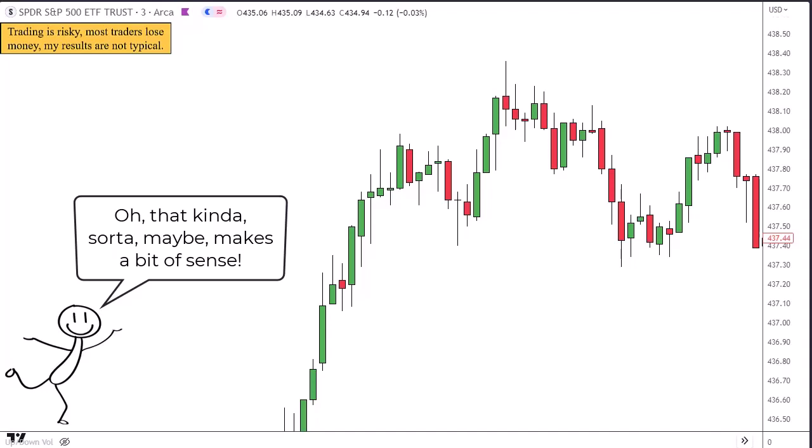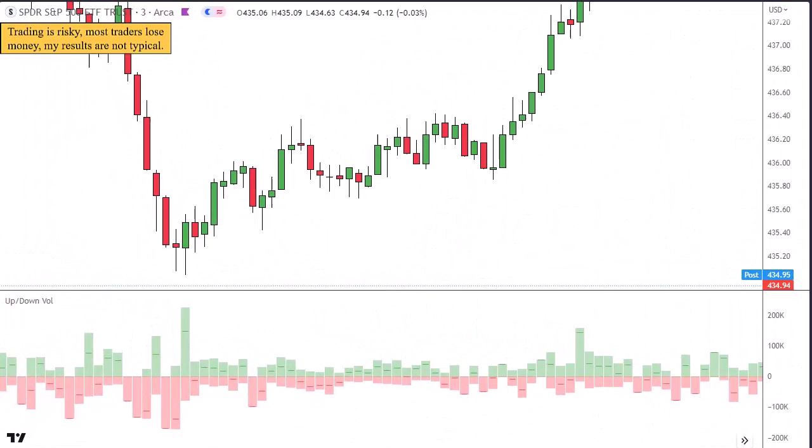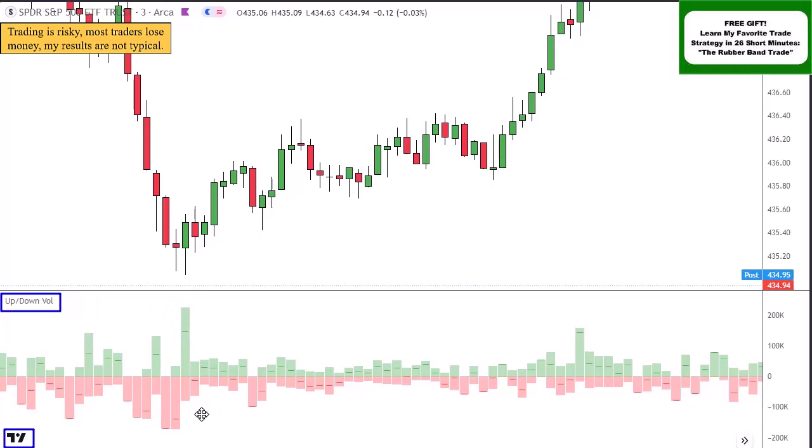So how do we do that? Let me show you one way. You can use different tools, but the tool I'm going to use today is the up-down volume indicator. I'm showing this on TradingView, by the way, to give credit to everybody. And what you can see here is the up volume, the buying volume, versus the down volume, the difference. And that is the main thing.